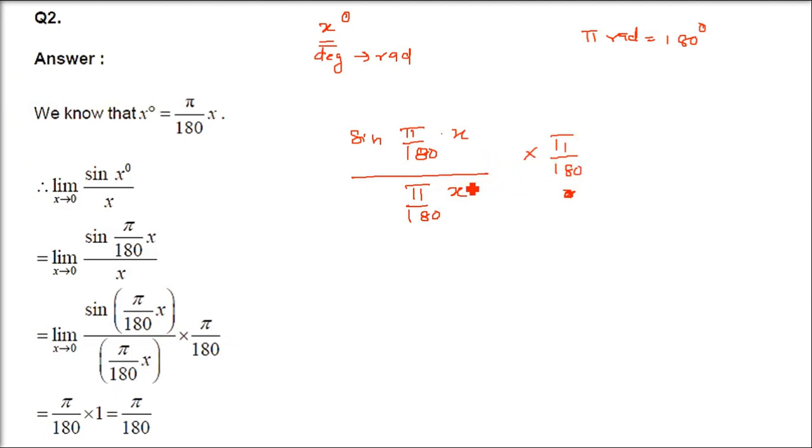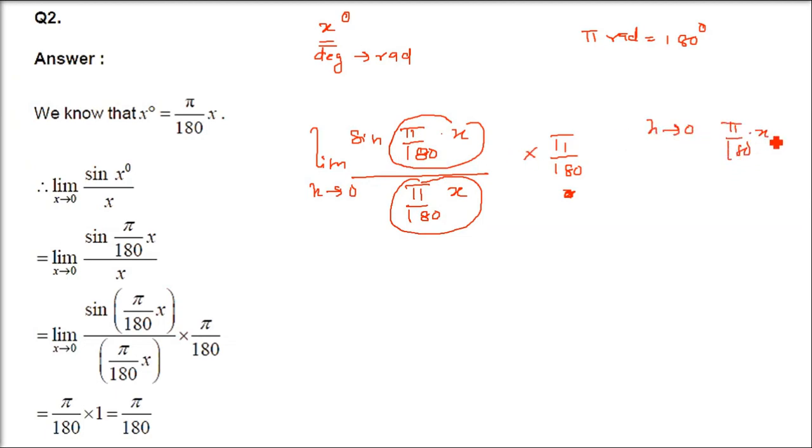So now take this whole as theta, sine theta by theta. So limit sine theta by theta, sine theta by theta is 1. So x tends to 0, that means pi by 180 into x tends to 0 because pi by 180 is a constant. It doesn't affect it here. So this whole sine theta by theta is equal to 1, and the answer is pi by 180.